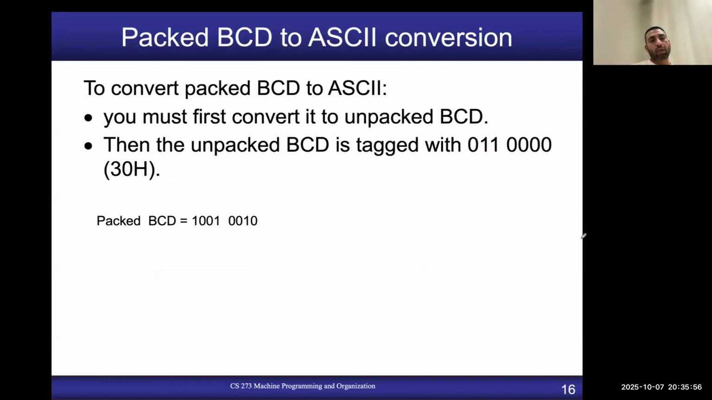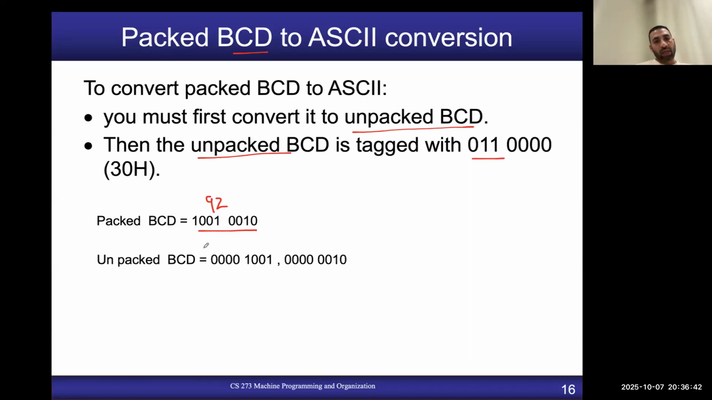Okay, so how can we convert numbers from packed BCD form to the ASCII form? To do that conversion, we will first convert the packed BCD number into unpacked BCD form, right? And then once we have that number in unpacked BCD form, we can simply tag it with 011 to convert it into the ASCII form. So let's have a look. Let's say we have this packed BCD number 1001 and 0010, which is 9 and 2. So this is the BCD code for the decimal number 92, right?